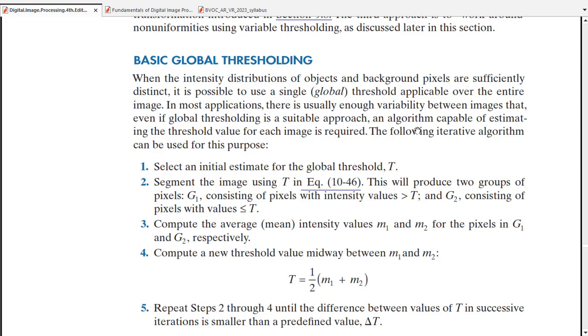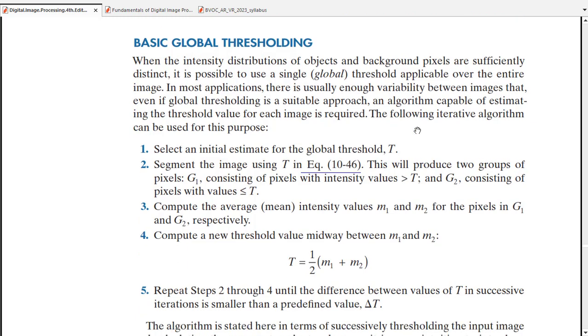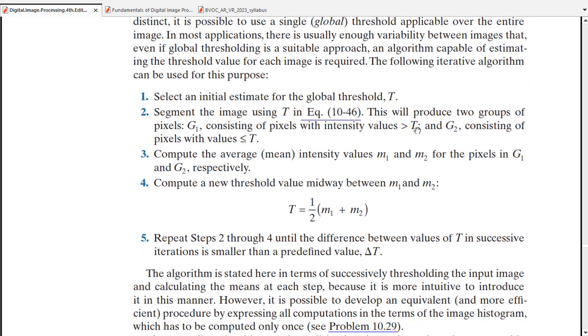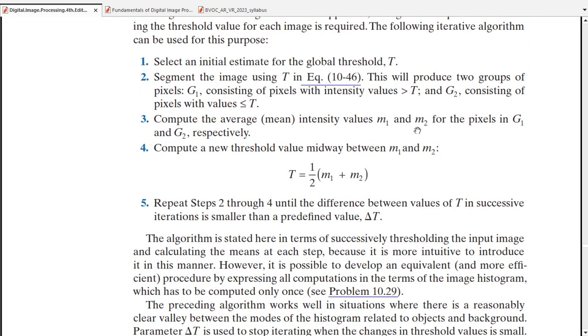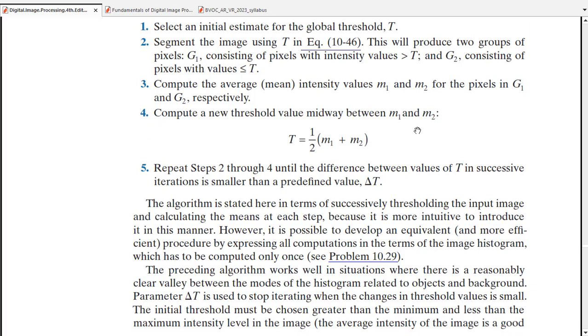Compute the average intensity values M1 and M2 for the pixels in G1 and G2 respectively. Compute a new threshold value midway between M1 and M2: T equals one half of M1 plus M2. Repeat steps 2 through 4 until the difference between values of T in successive iterations is small.